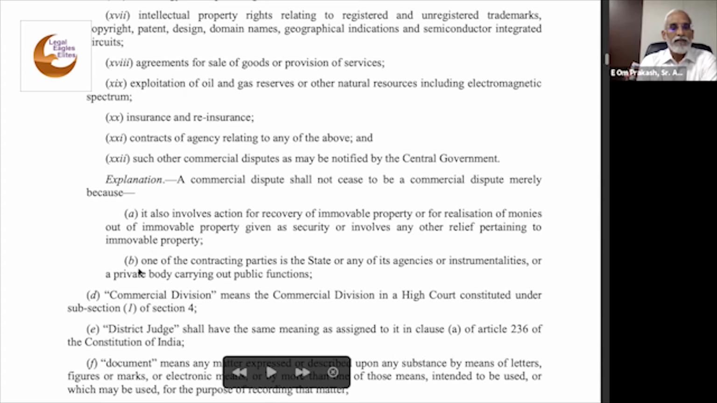Then interestingly, B says one of the contracting parties is the state or any of its agencies or instrumentalities or a private body carrying out public functions. So in a contract, if there is a state, as we have seen in so many things, for example, a sale of goods, a contract by a state or a state agency. You have state marketing agencies which are doing huge businesses. So if you have a contract for sale and there is a dispute, still it will be a commercial dispute and the suit will lie within the purview of the Commercial Courts Act before a commercial court. So merely because the contracting party is a state, you cannot take it out of it. It uses the words shall not cease to be a commercial dispute, and any of its agencies, instrumentalities, which you are all aware. So this is one area.